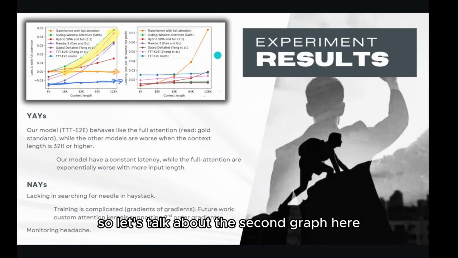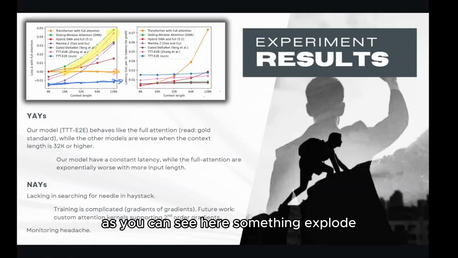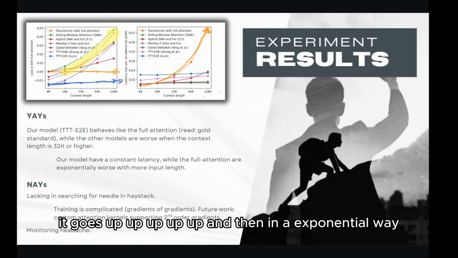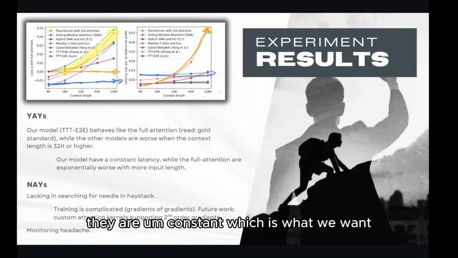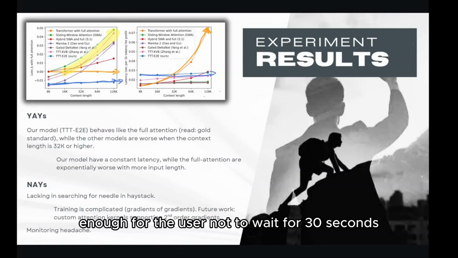So let's talk about the second graph here, which is the latency versus the context length. Latency, again, the higher it is, the worse it is, because the user has to wait longer, right? As you can see here, something explodes, which is the full attention model. It goes up in an exponential way. However, all other models, as I said, are also quite powerful. They are constant, which is what we want. The longer the context length, it should still be fast enough for the user not to wait for 30 seconds.